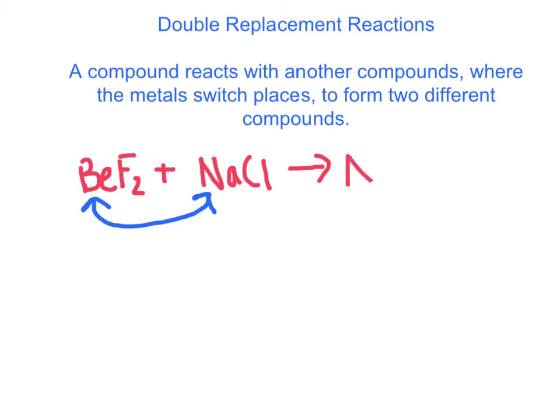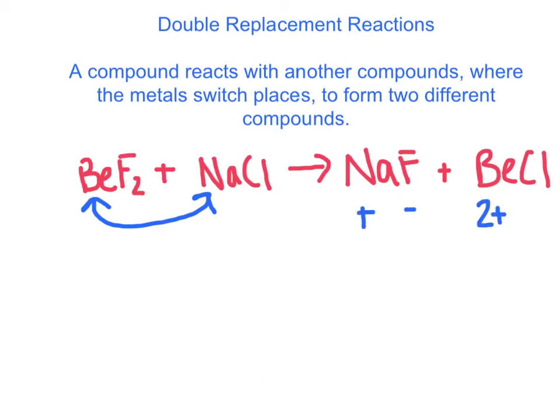So let's see, we have Na and F, and then we have Be and Cl. I am resisting the urge to bring the subscripts over. Okay, all my subscripts are 1 to start. Now I have to figure out how to balance those. Charges, always. Sodium, 1 plus. Fluorine, 1 minus. Beryllium, 2 plus. Chlorine is 1 minus. So I can see here, this compound is good.